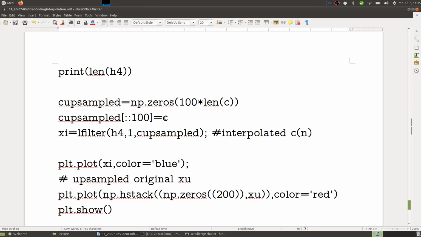Right, so here you have it. So every 100th pixel has the C, and we have zeros in between. So now we can do the interpolation using the spline, using lfilter. So here you can see we have lfilter. H4 is our spline, and since the spline is symmetric, it doesn't really matter in which direction we do the convolution. And here we have no IIR part, that's why we have a 1. And here this is the upsampled compensated signal. And then Xi is the interpolated signal, hopefully now going through the original sampling points.